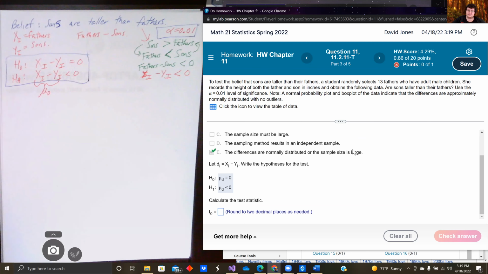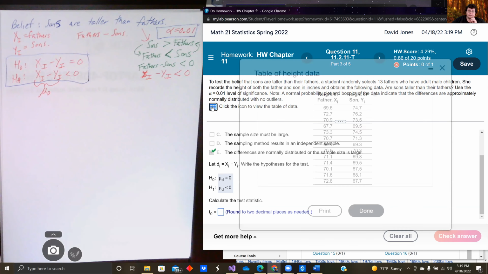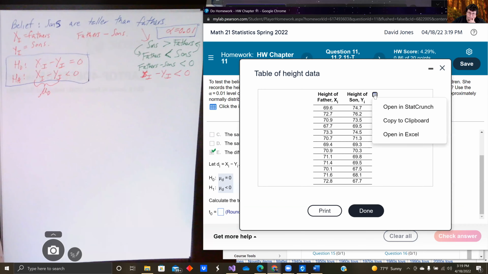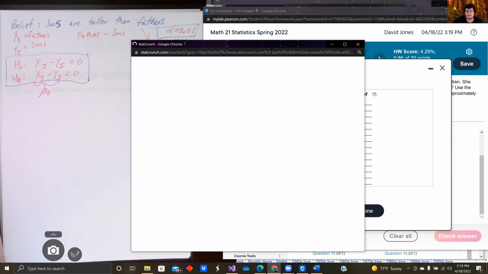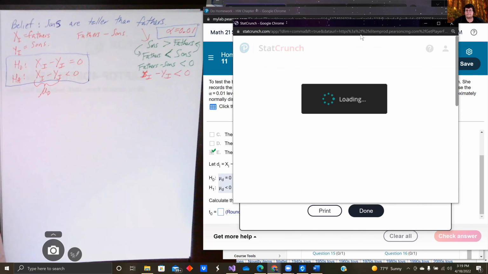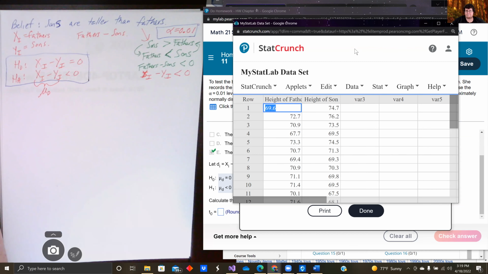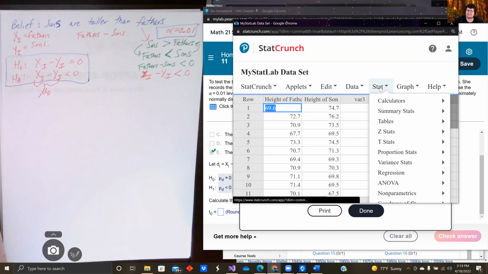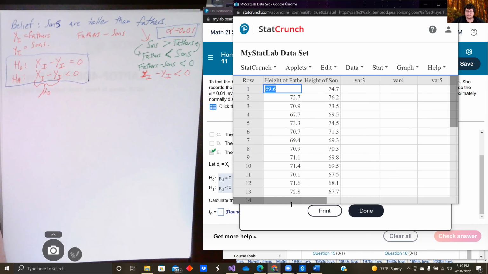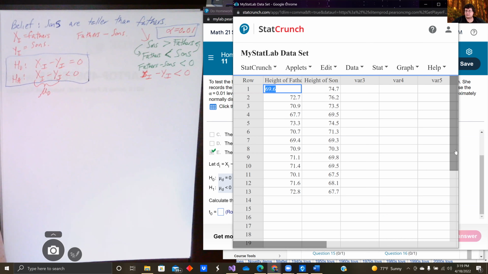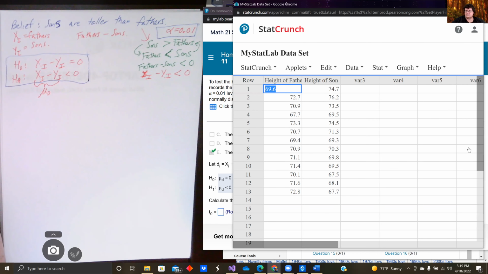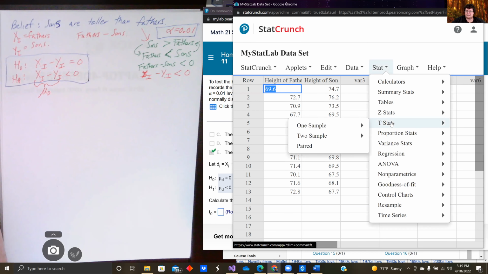It's now asking us for the test statistic. So I'll come in here and I'm going to say, hey, load this in StatCrunch because I don't want to hand type it over. Heights of fathers, heights of sons, booyah, all done. We can go stats. I'm going to make that window a little bit bigger so it's easier to see. Stats, T-stats, paired.